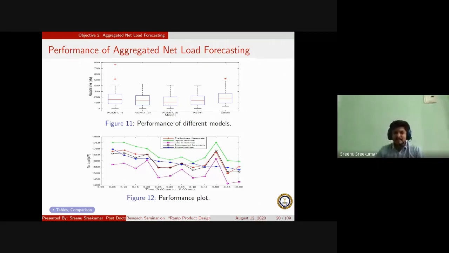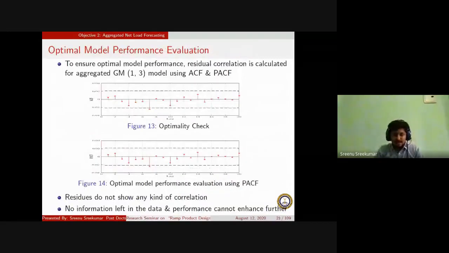And figure 12 compares the best model, the AGM13 model, with the preliminary forecast and actual values. We can observe that the proposed model forecast closely follows the actual values compared to the preliminary net load forecasting. And here the optimal model performance is ensured using residual correlation calculation. Two kinds of residuals are calculated using ACF and PACF, the partial autocorrelation function. Figures 13 and 14 show the ACF plot and the PACF plot. And here also we can observe that no particular pattern exists in the residuals. So there is no information left behind in the data to improve the model performance.